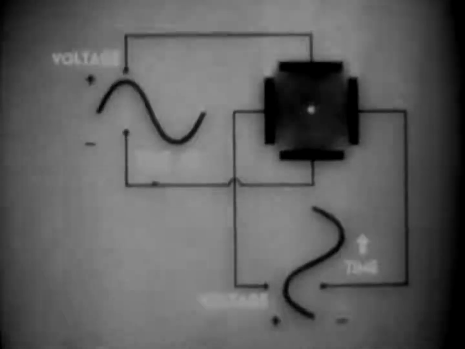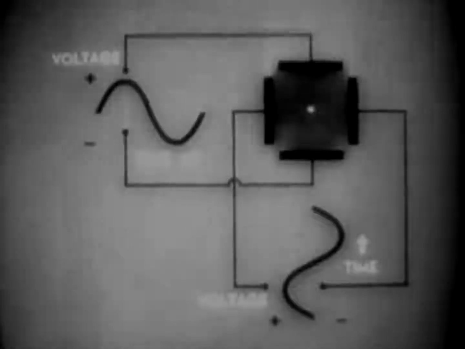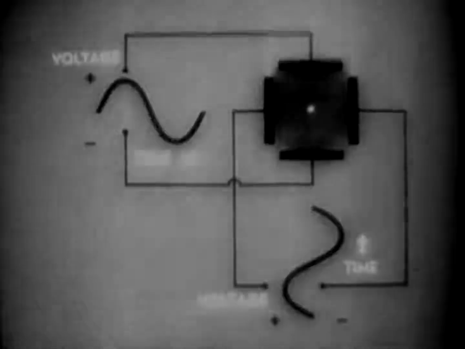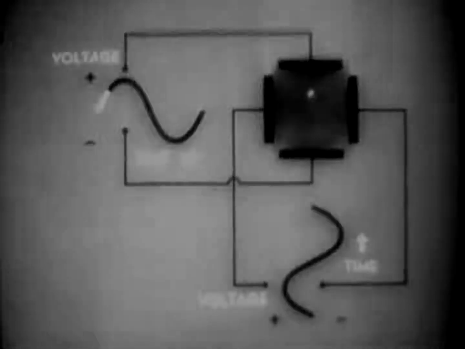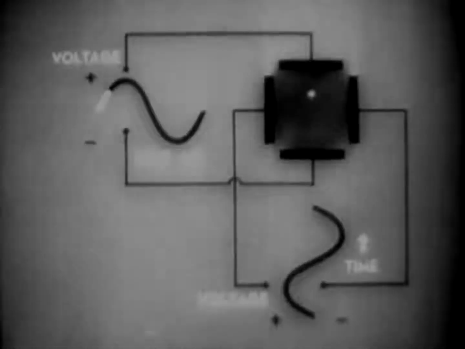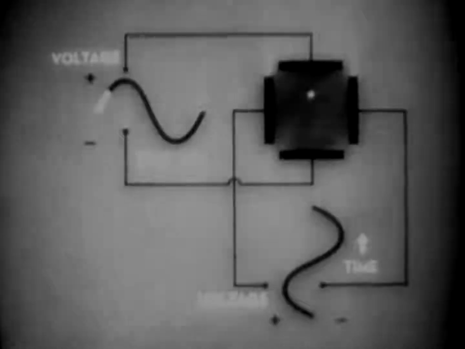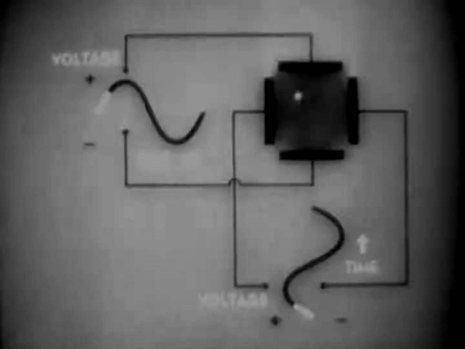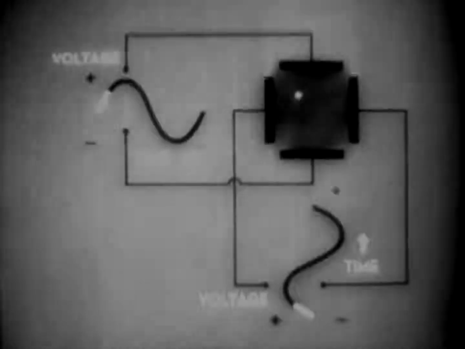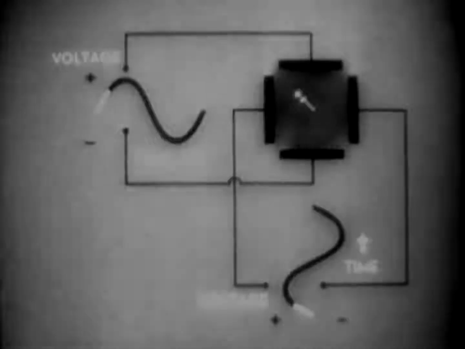Next, let's see what happens when sine wave voltage is applied to both sets of deflecting plates. Remember that when we apply voltage to one set of deflecting plates, the electron beam is deflected upward. And if we apply the same amount of voltage to the other set of plates, the beam is deflected sideways. The combined action on both sets of plates is to move the beam along this diagonal path.